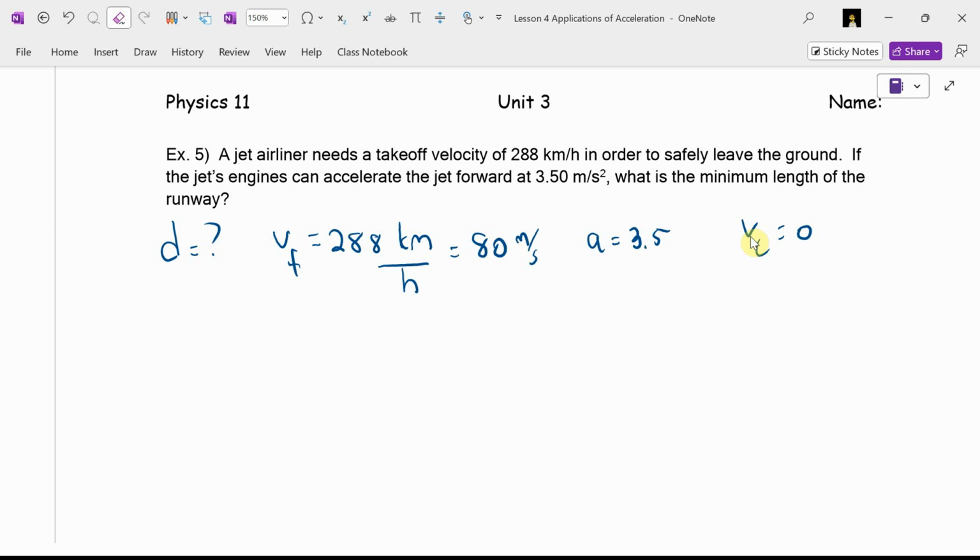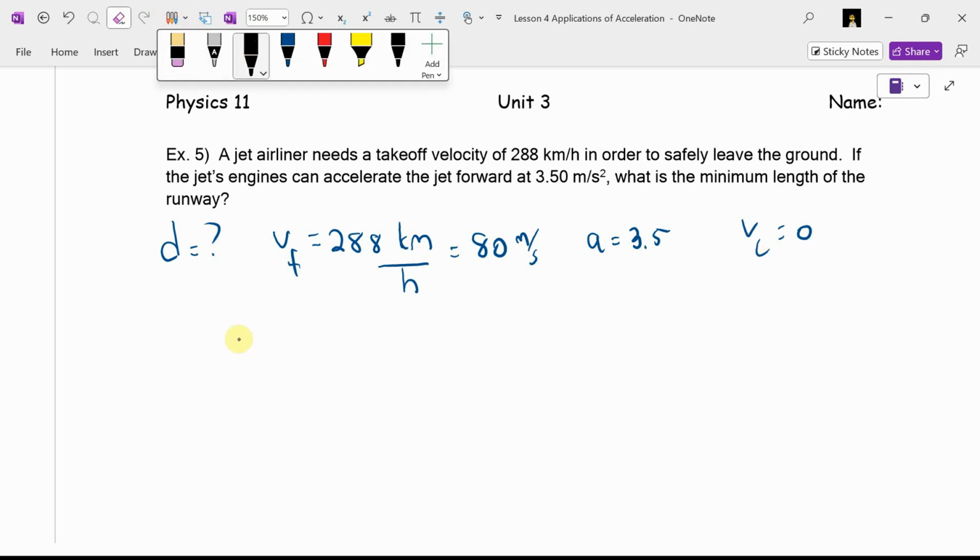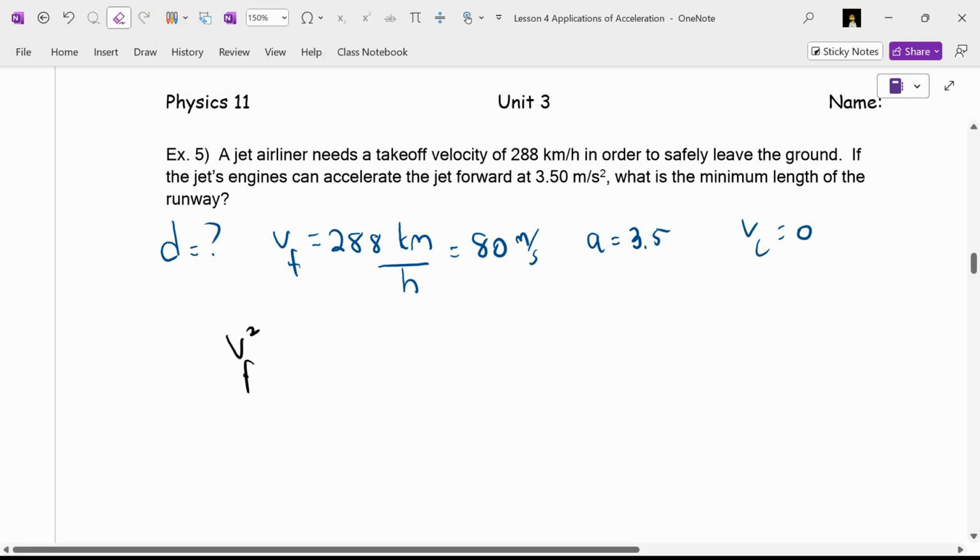Look at the equation now. Imagine a dot above the D. Talk to me. What's going to drop down like a domino? The VF squared. Yep. Then what?